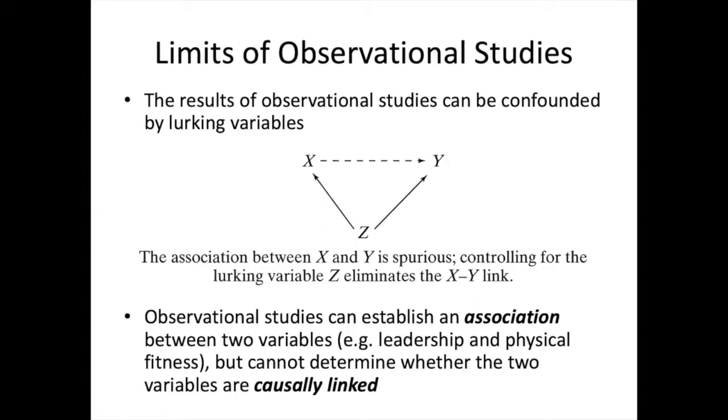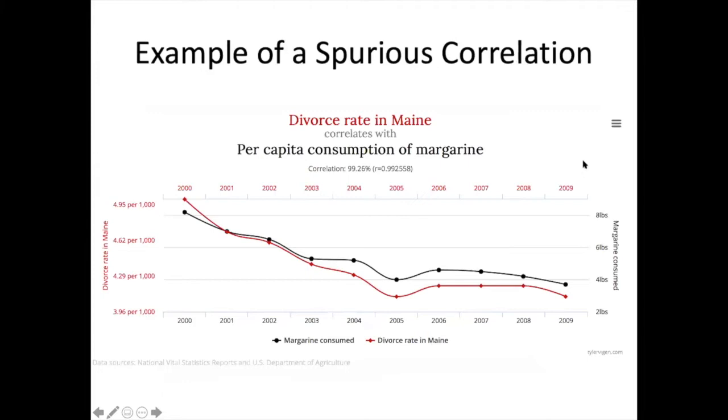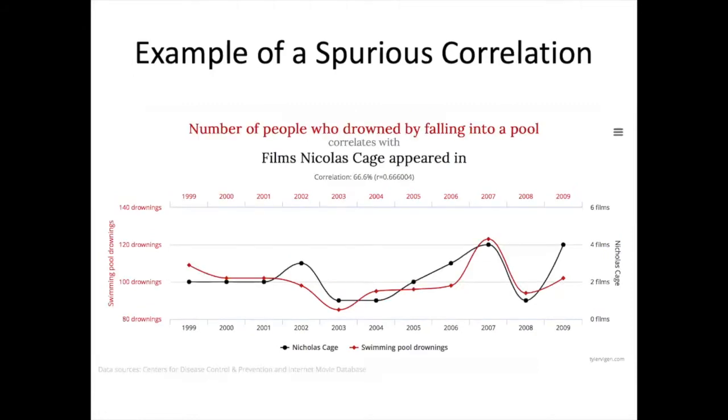And as a result of this potential for lurking variables to lead to associations, in an observational study, although we can establish an association between two variables, we can't determine whether or not the two variables are causally linked. So for example, we can find all sorts of what are called spurious or false associations between two variables. And so here we have a very tight correlation between the divorce rate in Maine and the per capita consumption of margarine. Or perhaps the number of people who drowned by falling into a pool and the number of films that Nicolas Cage appeared in.